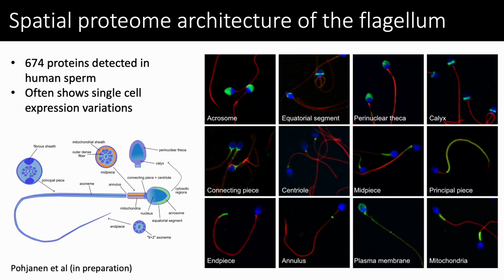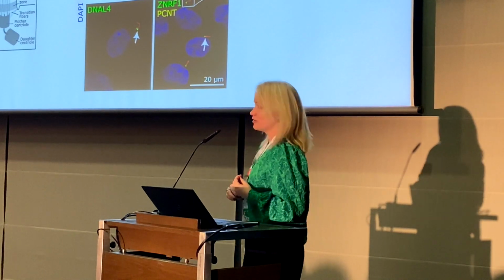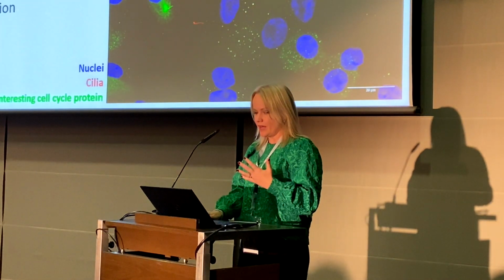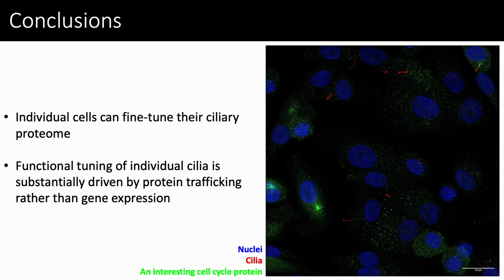The cilia is much trickier. It's actually very hard to see on images. We've added arrows to help you find it because the images aren't always as beautiful, but the staining is super interesting still. So here we have lots of new cilia proteins and also spatial information about how they're distributed within the cilium. And again, the conclusions for the cilia is that individual cells can fine-tune their ciliary proteome, and this is substantially driven by protein trafficking rather than gene expression.